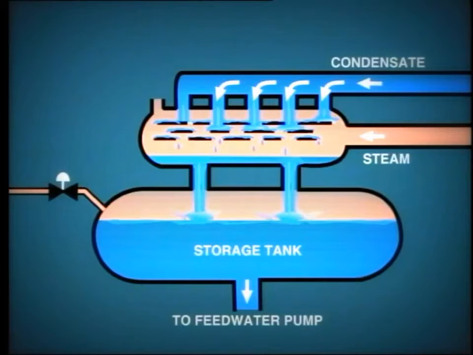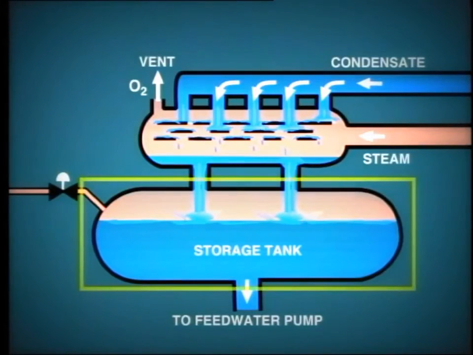The steam condenses and, in doing so, raises the temperature of the mixture to saturation. This action liberates the oxygen which is present, and this is exhausted from the vents at the top of the de-aerator. The de-aerated water droplets then fall into the storage tank below.